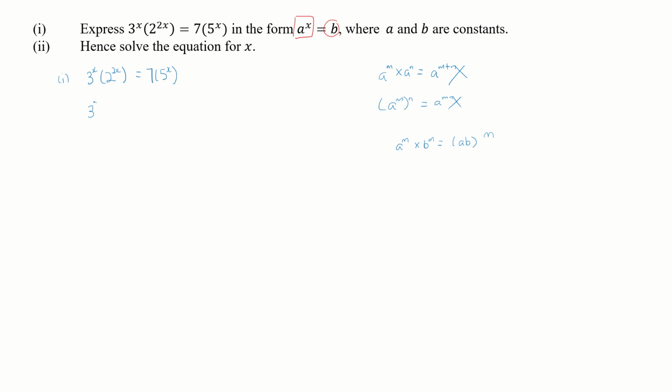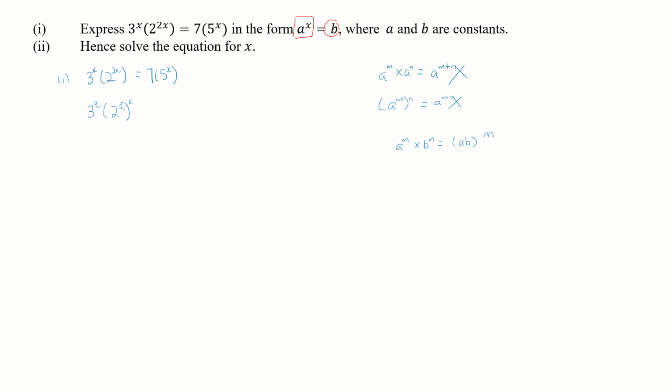We can actually express this as something to the power of x. That's my ultimate aim. I want this 2 to the power of 2x to be something to the power of x. But how can I do that? I can actually do that using things like this. Because I know that a to the power of m raised to the power of n is equal to a to the power of mn. So the powers, I can actually split it up to become 2 to the power of 2 over here.